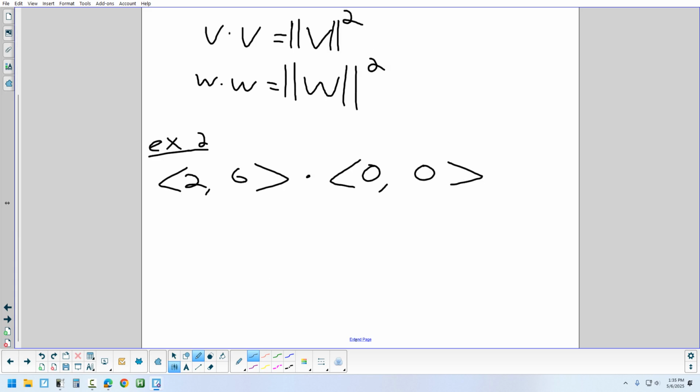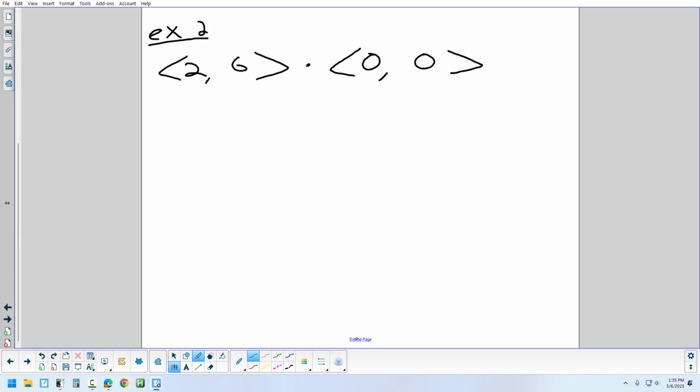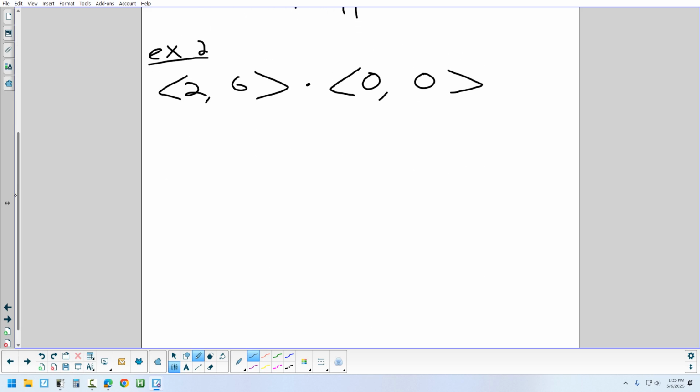Let's do example 2. Find the dot product. This time I wrote it without the i and the j. Okay. Still set it up exactly the same way. What's going to go in the first two parentheses? 2 and 0. And then 6 and 0. And the dot product there is 0.